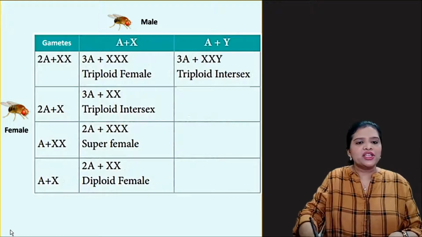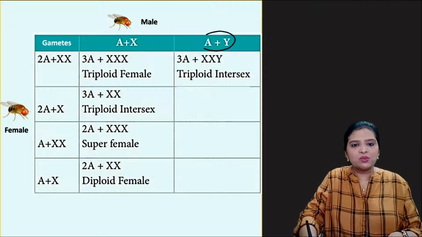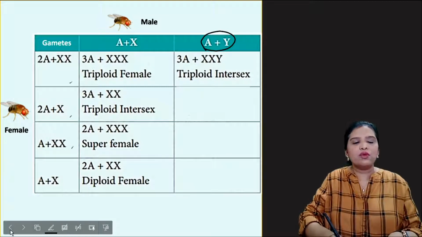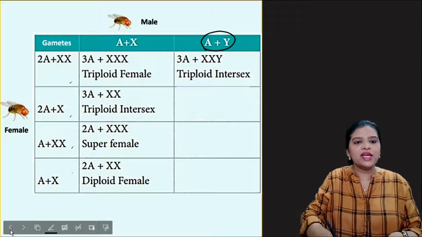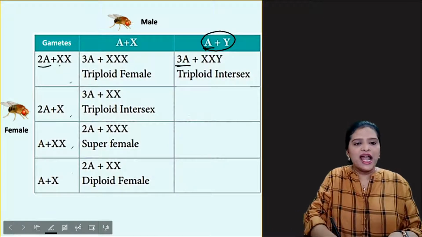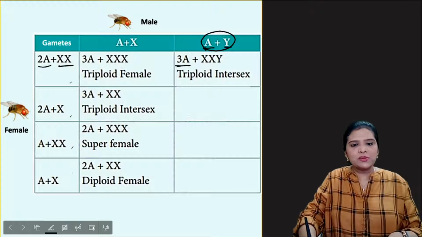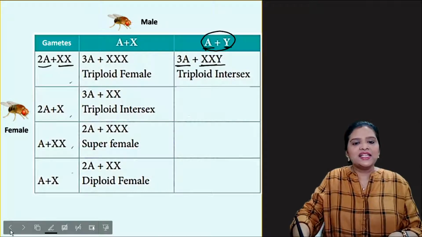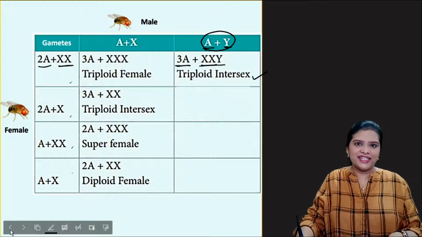Next, the other combination is, suppose the A plus Y of the male combines with these 4 gametes, how the offsprings will be produced. In the first combination, the 2 autosomes plus 1 autosome of the male combine and produce 3 autosomes, and 2 X chromosomes of the female combine with the Y and produce XXY.